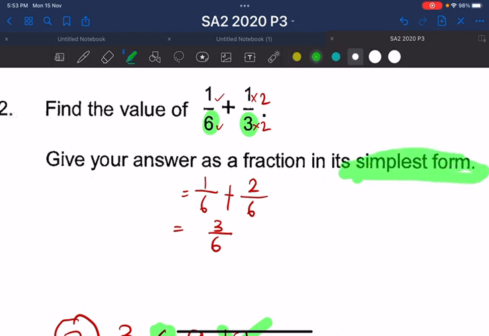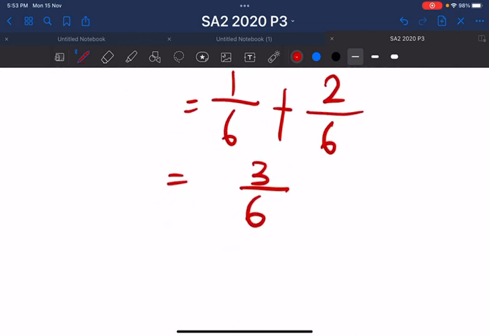Now, do you see there's a friendly reminder here? Put your answer in the simplest form. So there you have it, 3, 6. Is it able to divide some more? Yes, we can. If you are good with your times table, you will know that 3 and 6 are in your 3 times table. So we can divide them to make them look like smaller numbers. 3 divided by 3 is 1. 6 divided by 3 is 2. So this is also your answer, half.